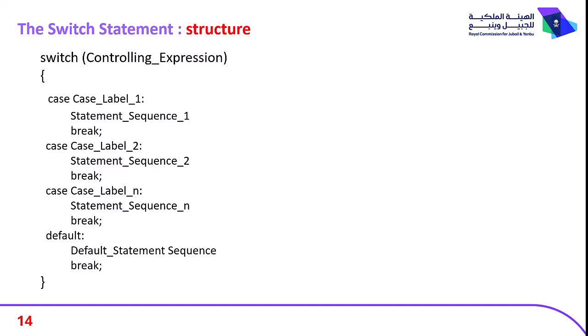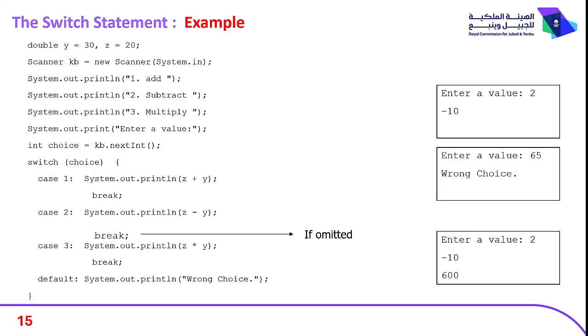Switch example and fall through. In this calculator example, if the user enters 2, the program subtracts the values. Notice that if the break for case 2 was omitted, entering 2 would result in both the subtraction and the multiplication results being printed. Always check your break statements.